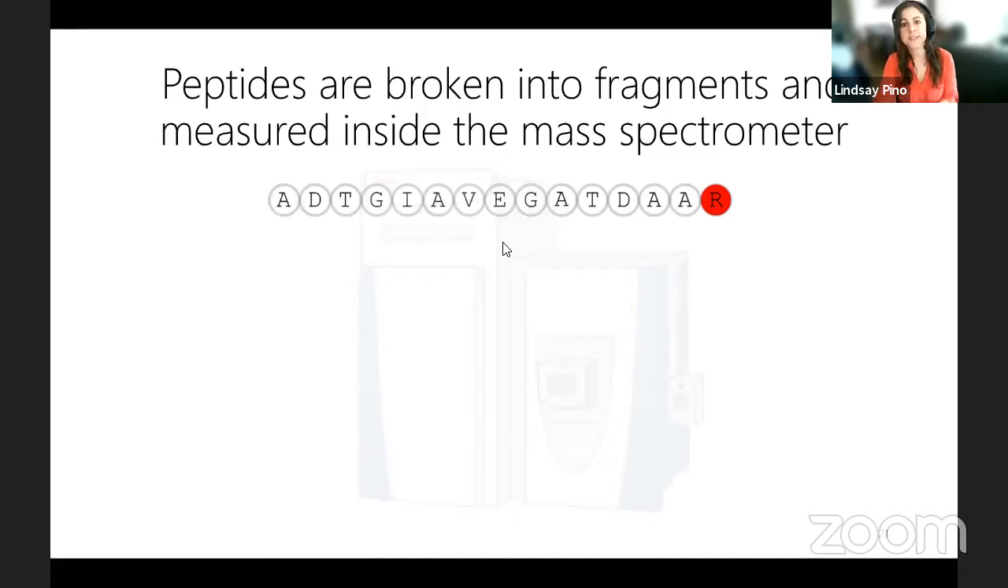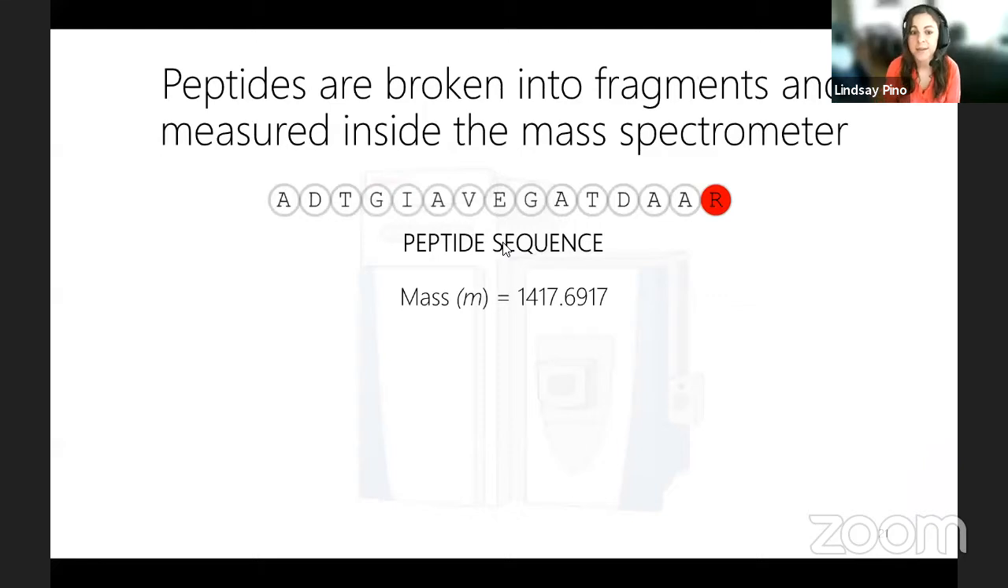There are a couple of terms here that, if you're just joining our mass spectrometry community, we are unfortunately a very jargon-filled community. The peptide itself, composed of the amino acids, makes up the peptide sequence. The peptide sequence, based on its amino acids, has a particular mass. But a mass spectrometer measures ions, so it also has a charge. For example, this peptide sequence, ADT, and so on, ending in R, has a mass of 1,417 and a charge of 2.